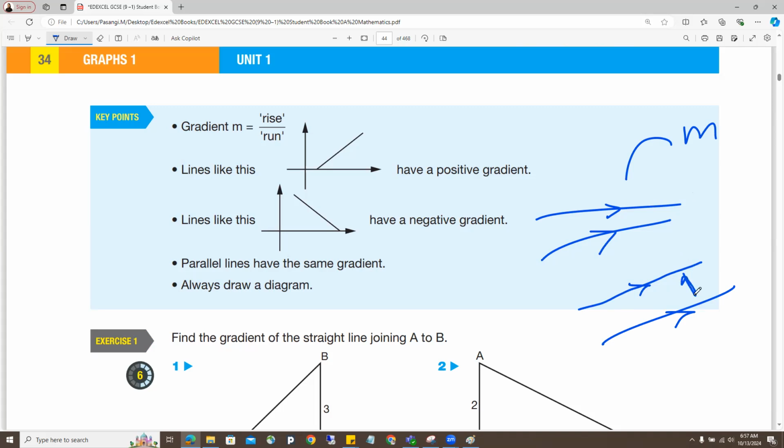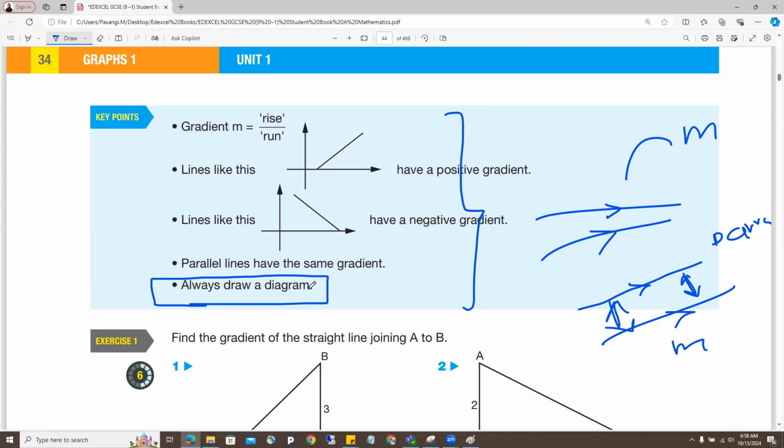The distance between these two lines is always the same. For these kinds of lines, we call them parallel lines. If we have parallel lines, then the gradients of these parallel lines are equal. And for these questions, you should always first draw a diagram and mark all the information they have given. And then you should calculate. Is it clear? Okay.